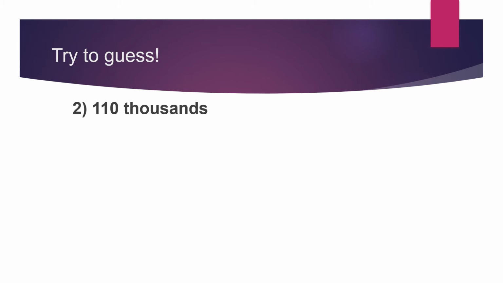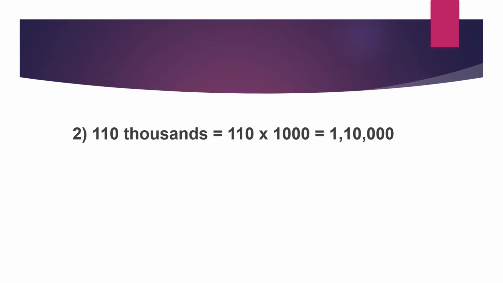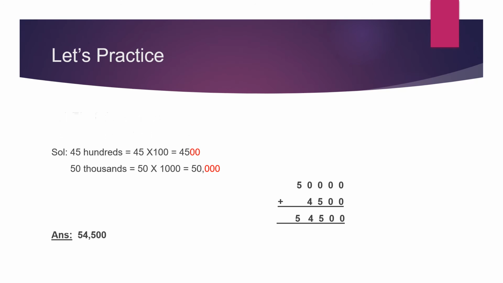In the end, the fourth part, let us find out what is 110 thousands. 110 thousands will be the same as 110 into 1000, which is equal to 110,000. Children, I hope you all have understood and now can easily find out the value of such numbers like 40 tens, 50 ten thousands, 4 ones, 90 hundreds, etc. Now, let us practice and find out the solutions of some questions.